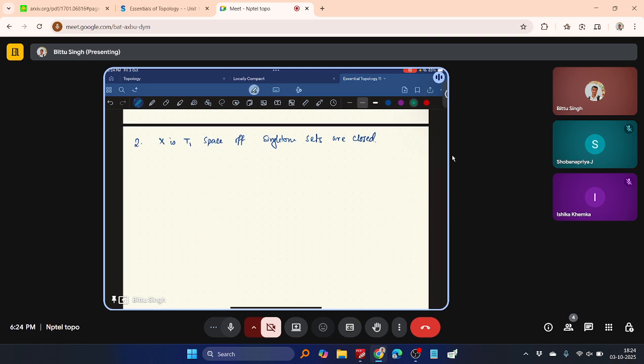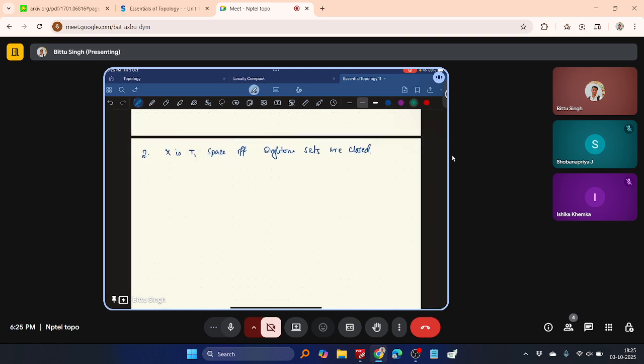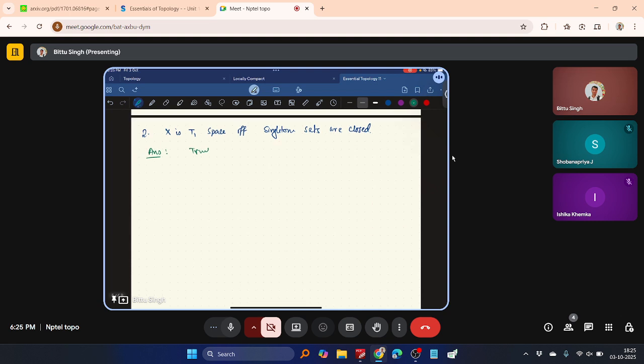There exists a T1 space if and only if singleton sets are closed. So what is the answer? Is it true or false? The answer is true. This is one of the very important properties. We always desire that a singleton set should be closed, and a T1 space is enough to consider this kind of property. Okay, so let us see why this is the case.